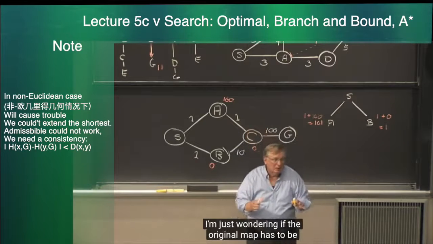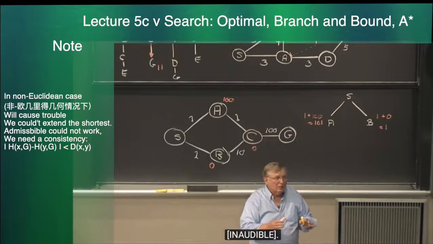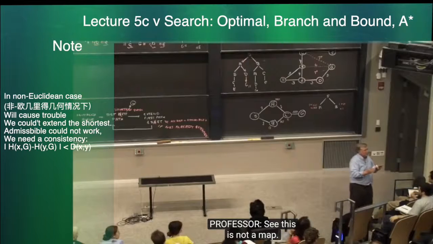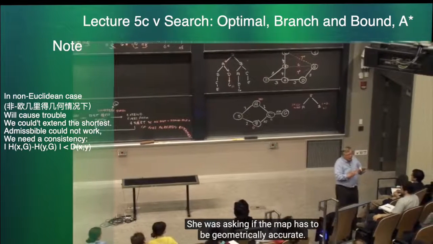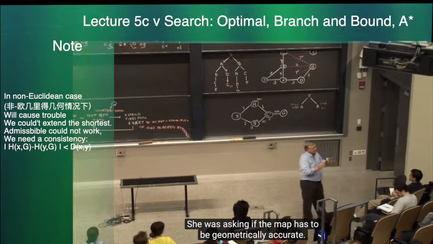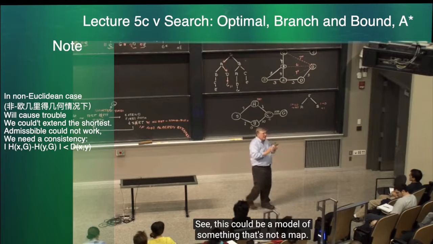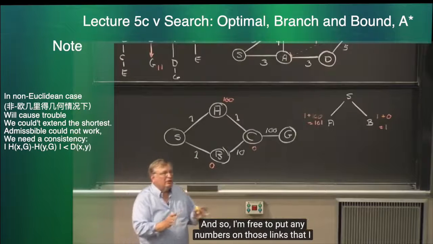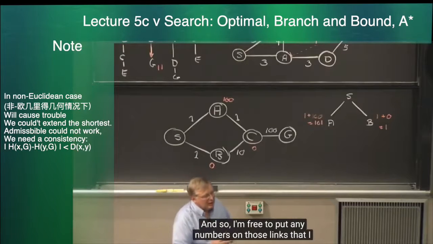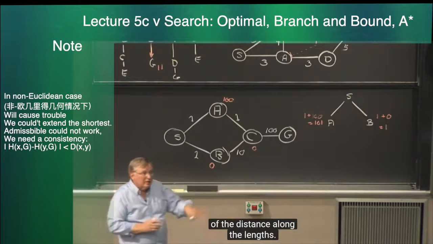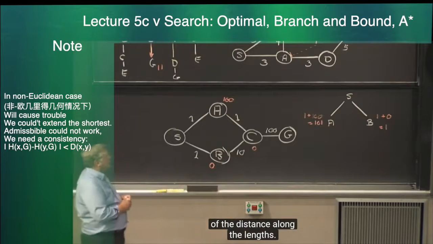Right, I'm just wondering if the original map has to be geometrically feasible. See, this is not a map. She was asking if the map has to be geometrically accurate. See, this could be a model of something that's not a map. And so I'm free to put any numbers on those links that I want, including the estimates, as long as they're underestimates of the distance along the links.